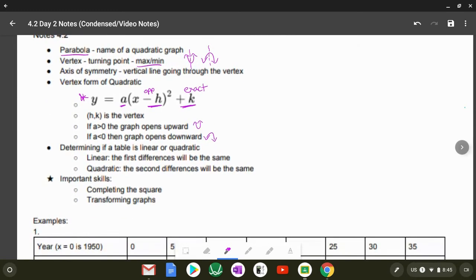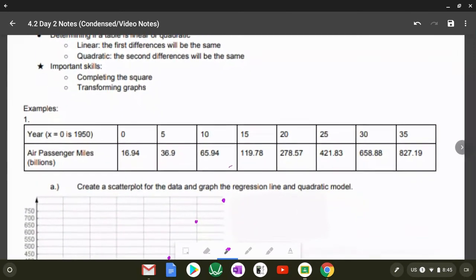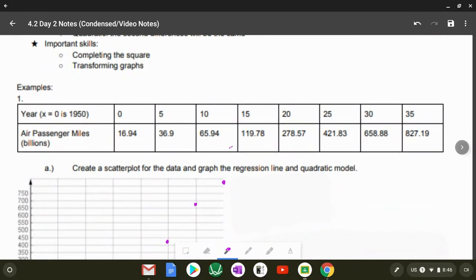Now, when we're looking at our data, just like we did yesterday, if you recall yesterday, we used a data table to determine the line of best fit. So we used a bunch of data to create this line of best fit that could give us a better estimate of any future experiments or any future projections. So today we're going to be using that same table on this first page, but we're going to be doing a quadratic regression. We'll talk about that in a minute.